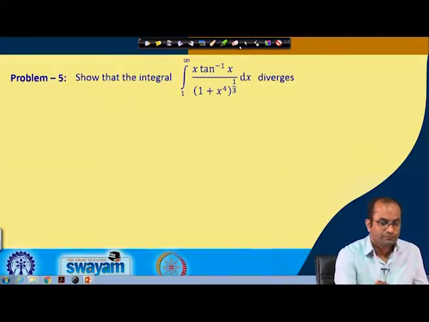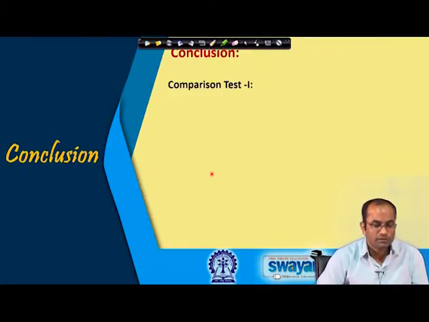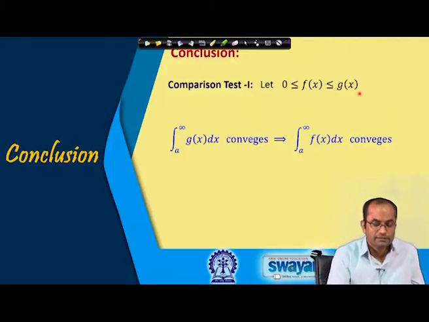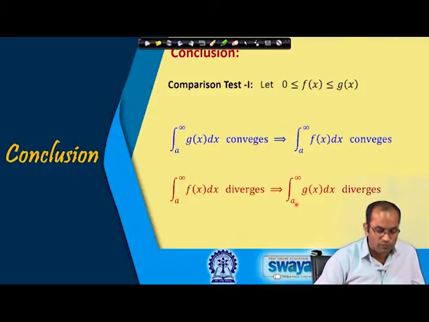Well, having this, we now go to the conclusion. We have seen two comparison tests. Test number 1 was when f is greater than or equal to 0 and g is greater than or equal to f. In that case, if the larger integral, the one with the larger function values, converges, the other one will also converge, and if the smaller one diverges, the other one will also diverge.